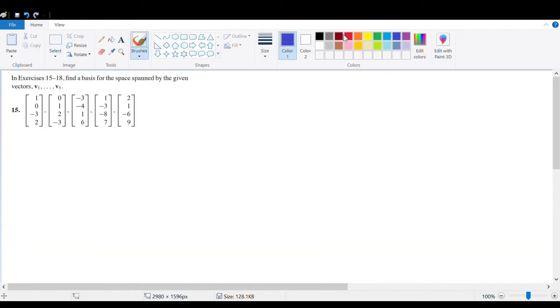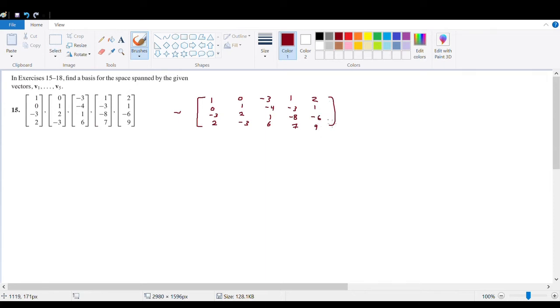In exercise 15, find a basis for the space spanned by the given vectors v1 until v5. That means, similarly, as if we ask to find the basis for col A. So first we need to write this as a matrix. Then we need to find the pivot columns. And the pivot columns will be the basis for this set of vectors. 1, 6, 1, minus 3, minus 8, 7, 2, 1, minus 6, 9.